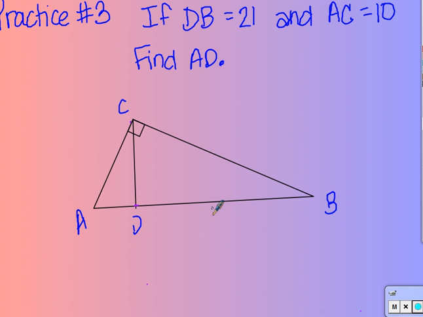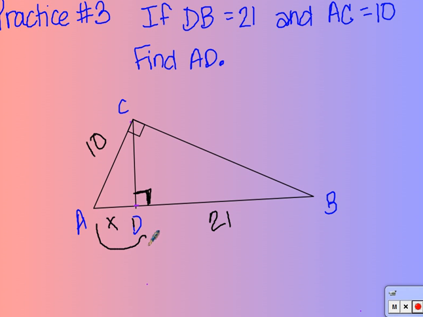All right, so DB is 21, AC is 10, and we're looking for AD. Now this one's a little bit different. Again, you got to think about what relationship you're dealing with. Here's your right triangle here. This is your altitude to your hypotenuse. So let me put that measurement in there, that little mark in there, so we know for sure. And we've got a leg, we've got a segment, and we've got another segment of our hypotenuse.